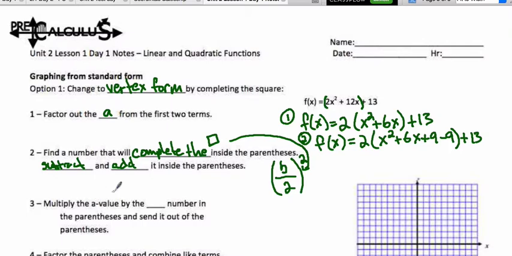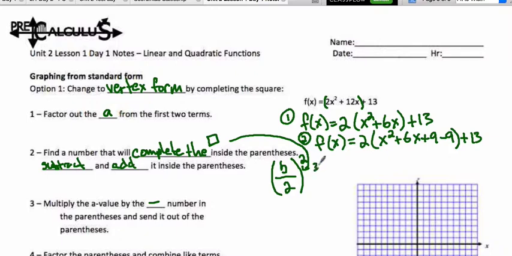All right, multiply the a value by the negative number in the parentheses, and send it out of the parentheses. So in order for any of these to come out and be outside the parentheses, you have to multiply it by 2 first, because you would have to distribute the 2 to all the terms if we were to try to get rid of these parentheses. So to get out of the parentheses, this guy's like the gatekeeper. You have to see him first and be multiplied by him.